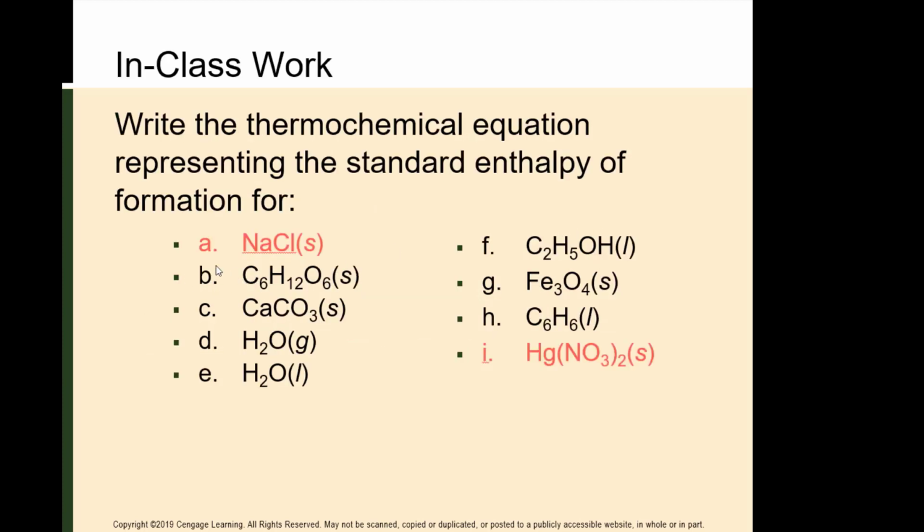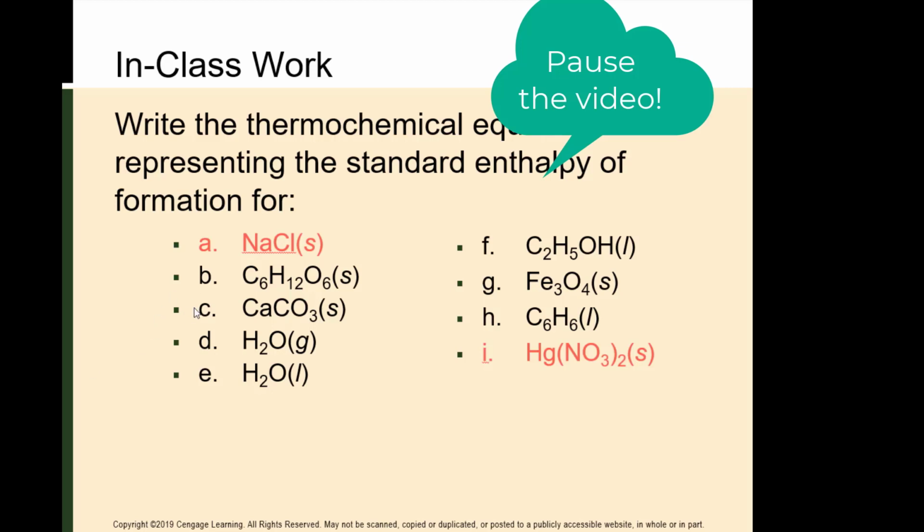We did A and F. So why don't you try letter B? Write the thermochemical equation representing the standard enthalpy of formation for glucose, C6H12O6. Why don't you pause and try to do that one? And also, why don't you try to do letter C? We'll do B and C together.